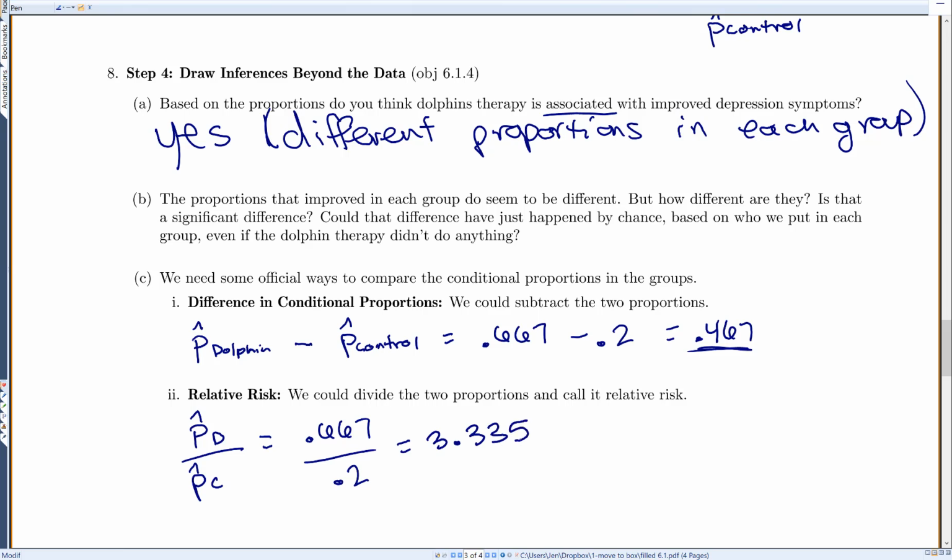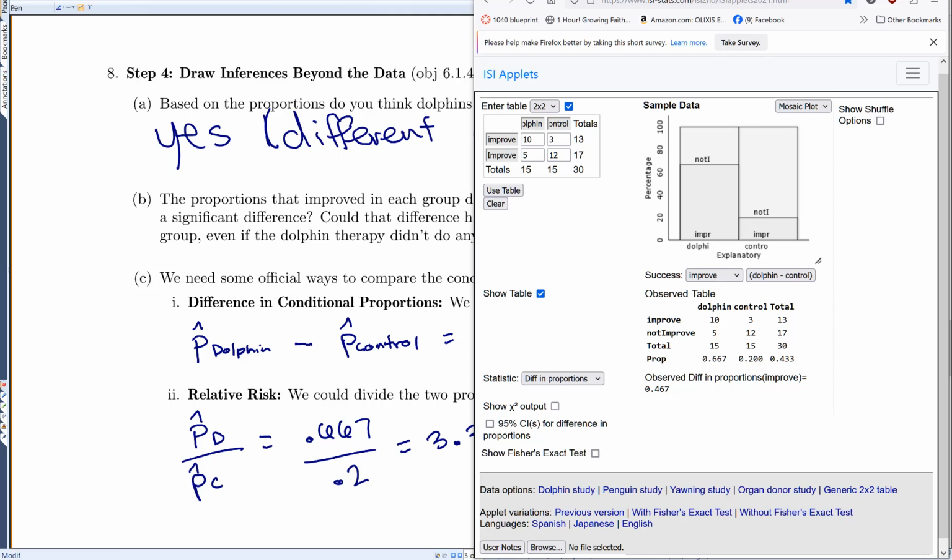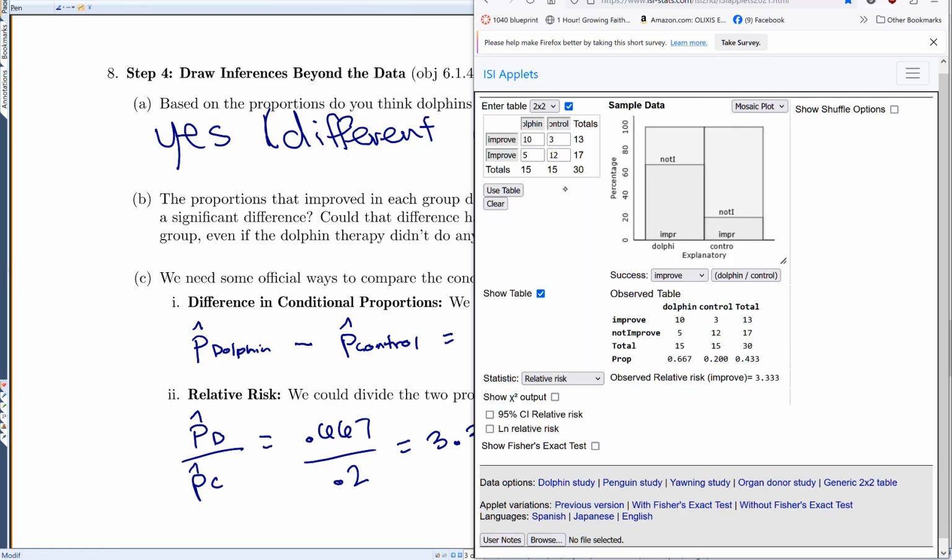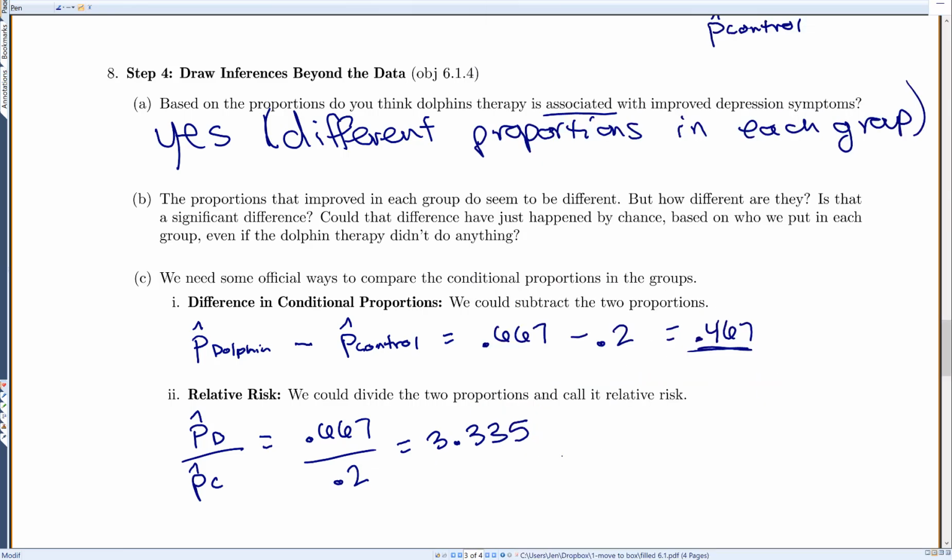3.335. Now I do want to show you, coming back to the applet, you can practice doing all these by hand. You should practice doing all of them by hand, but it's good to double check your work on the test. So right here it says statistic, difference in proportions. It told me that my difference was 0.467. I can switch to relative risk and now it says observed relative risk is 3.333, which is what I got here. Just a little bit different depending on how you round.